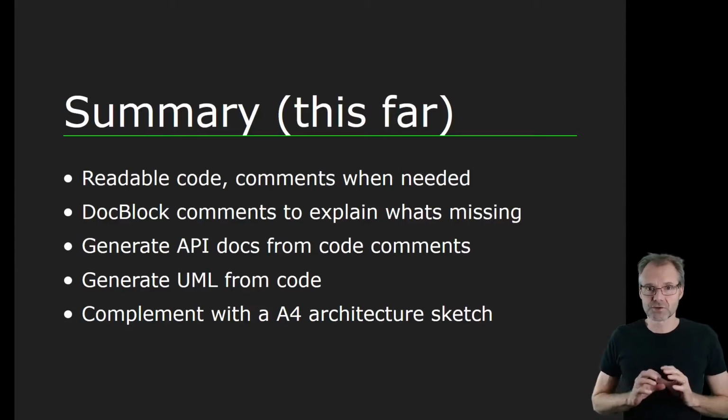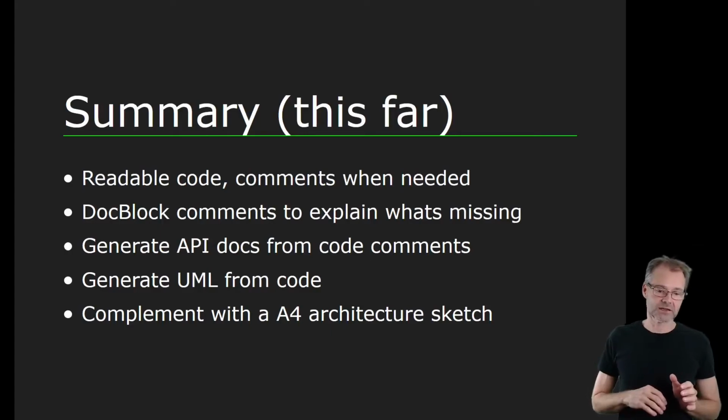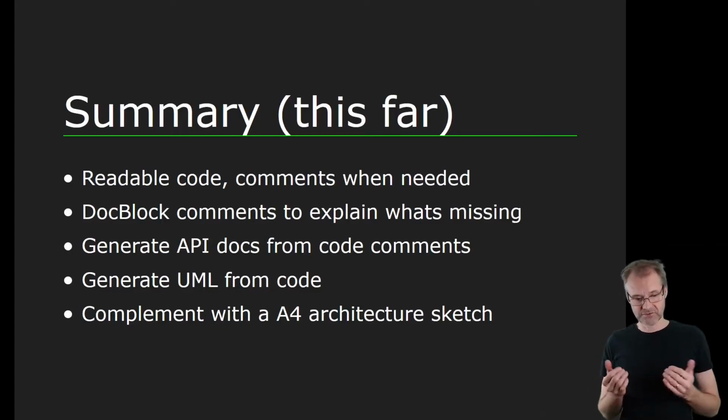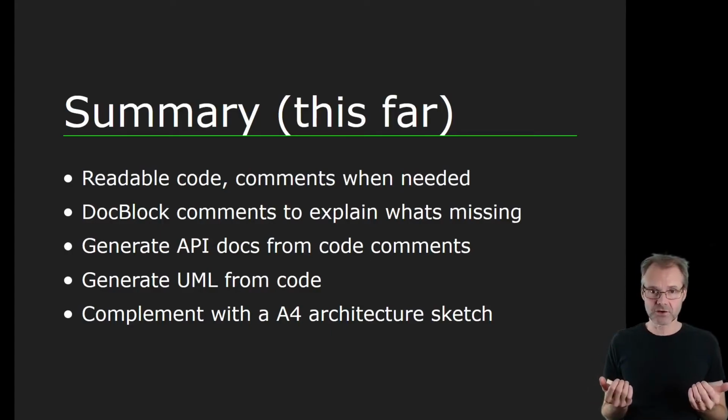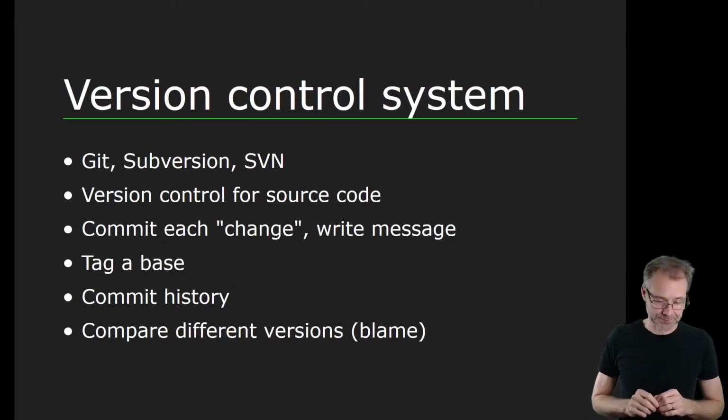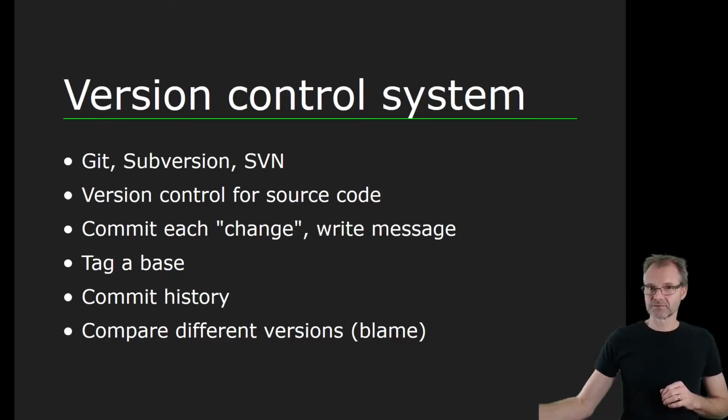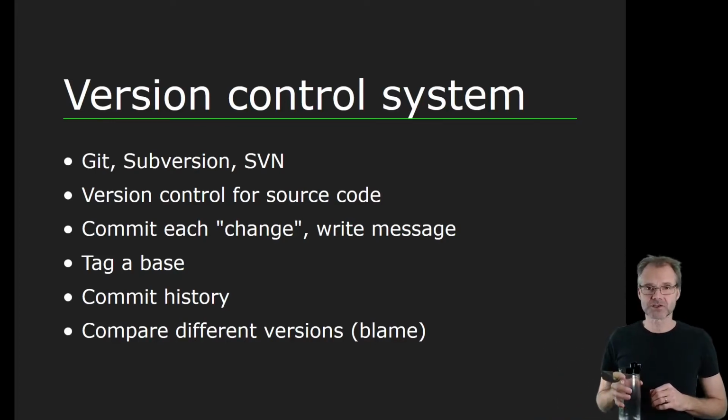Good. So, summary thus far again. Readable code, comments when needed. Docblock comments to explain what's missing, and we generate the API docs from the code comments. We generate the UML from the code, and we might keep an A4 updated on the overall picture of what our program is doing. Good. Let's move into version control.